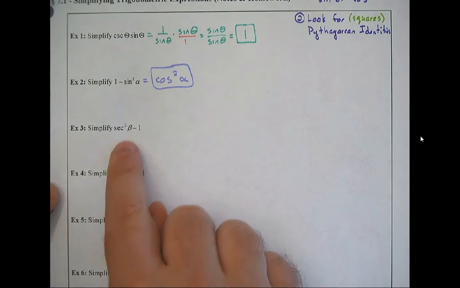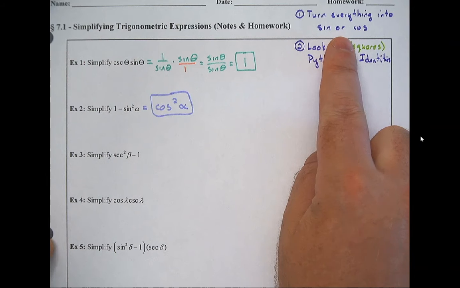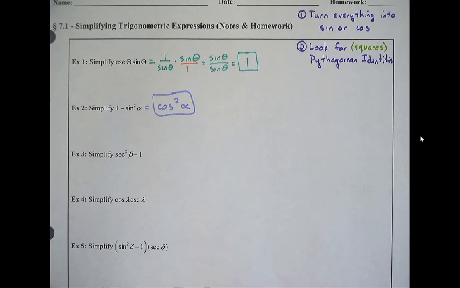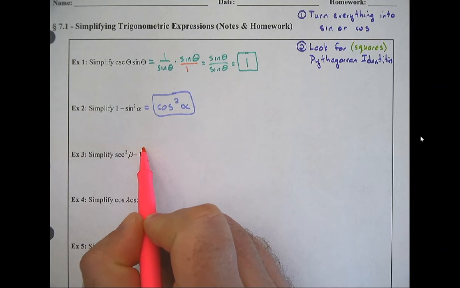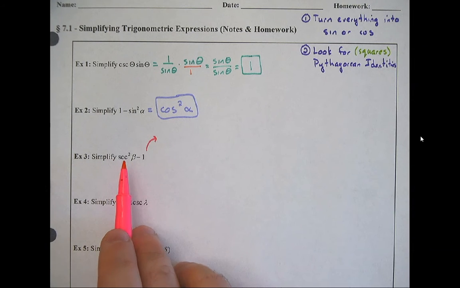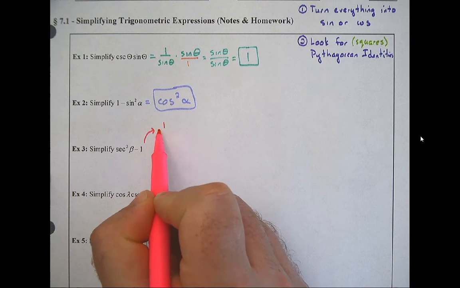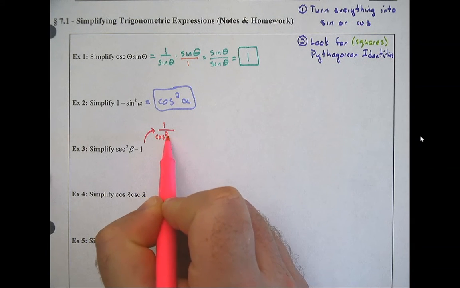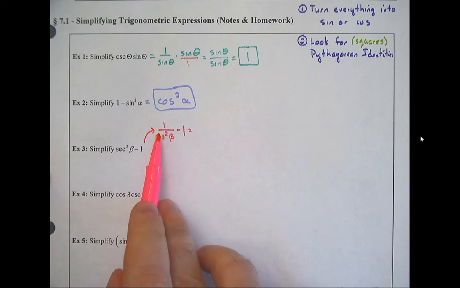All right, let's take a look. Secant squared beta minus 1. So this is one of those scenarios where, should I turn everything into sine or cosine, or should I look for a Pythagorean identity? It doesn't matter. You can pick. Let's say you tried to turn everything into sine and cosine first. So if I went that route, secant squared, secant's the same as 1 over cosine. So secant squared would be the same as 1 over cosine squared. Subtract 1.